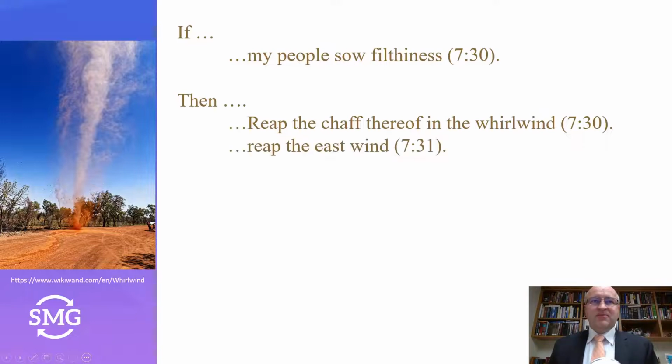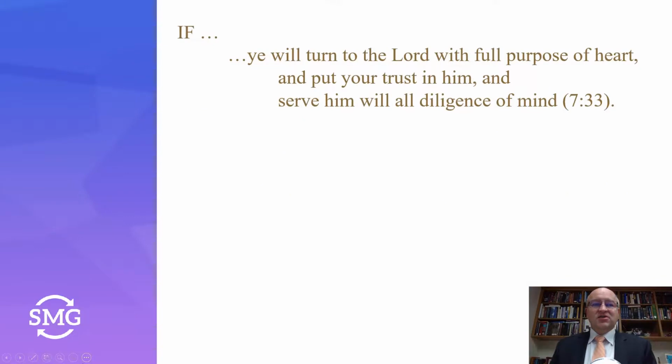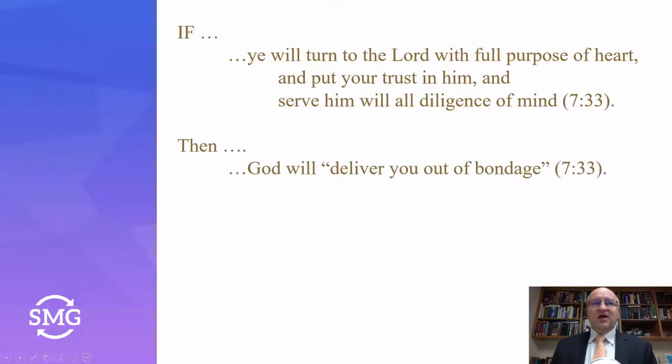You will get that in your life. You'll reap the east wind. Now, east wind is very symbolic. To the Semites, the west wind brought rain, and the east wind brought drought, which meant starvation and death. So if you're going to reap the east wind, you're going to reap starvation and death. It's a bad thing. But also, if you will turn to the Lord with full purpose of heart, put your trust in Him, serve Him with all diligence of mind, then God will deliver you out of bondage.